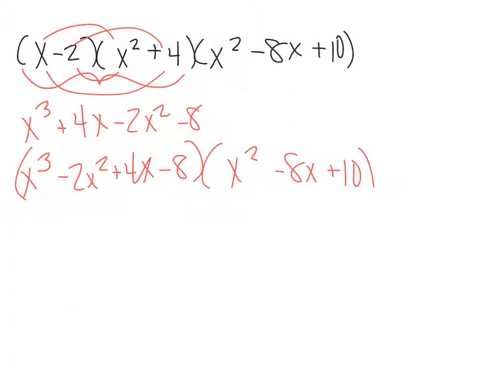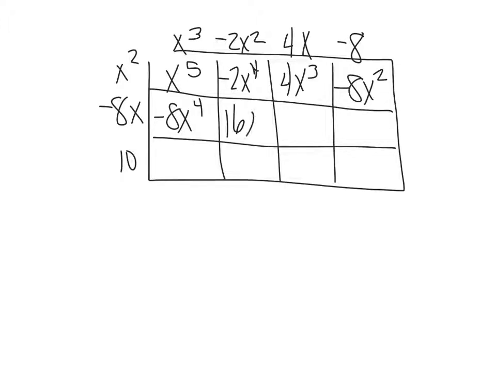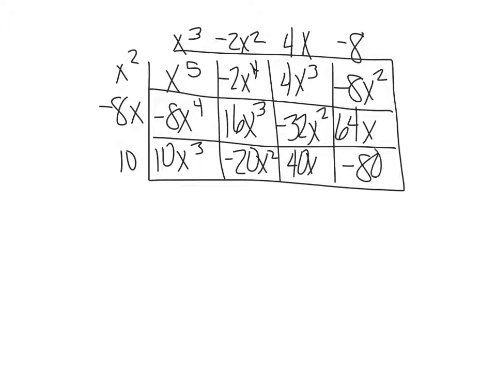But to do that, I need to set up my boxes, which I'm going to do with a new slide because I'm totally going to run out of space. All right, I grabbed the polynomials from the last slide and wrote them in an area formula here. So rows times columns, x to the fifth minus 2x to the fourth, times 4x cubed minus 8x squared, minus 8x to the fourth plus 16x cubed minus 32x squared plus 64x, 10x cubed minus 20x squared, 40x and minus 80. Whew.